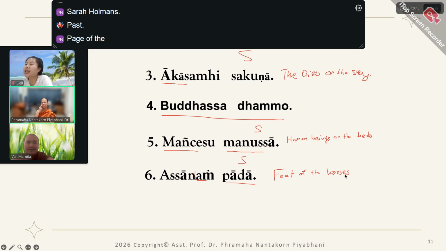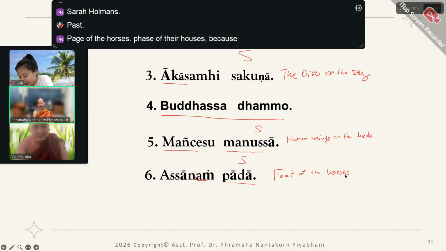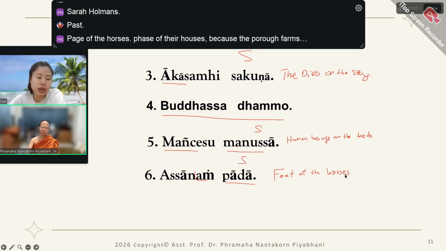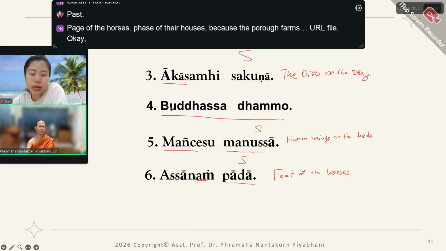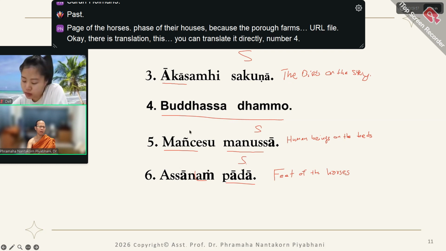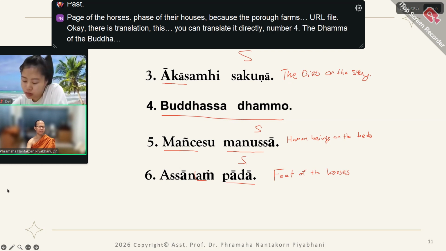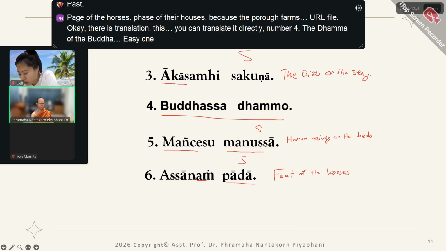Feet of the horses, because it is the plural form. Okay, this is translation. This you can translate directly. Number 4, the Dhamma of the Buddha. Easy one, the number 4.